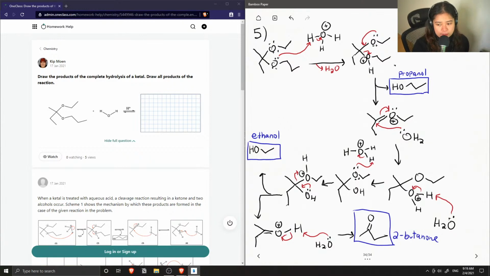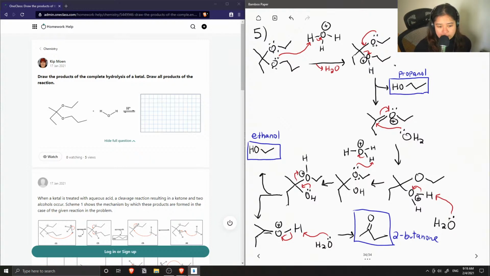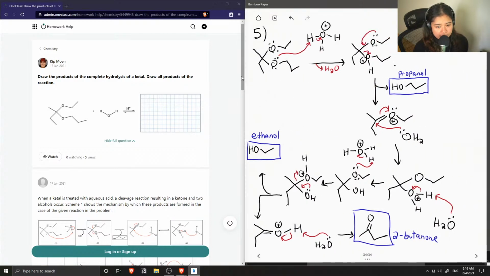Okay, so this is the complete hydrolysis of this ketal. So you can see that it's like a long mechanism, but it kind of gets redundant in protonating and then deprotonating. But you can see our final products would be propanol, ethanol, and 2-butanone. Okay, so now let's see what the junior tutor said.